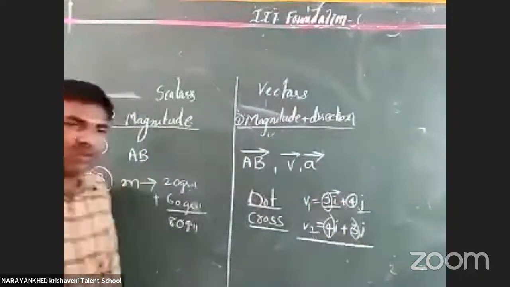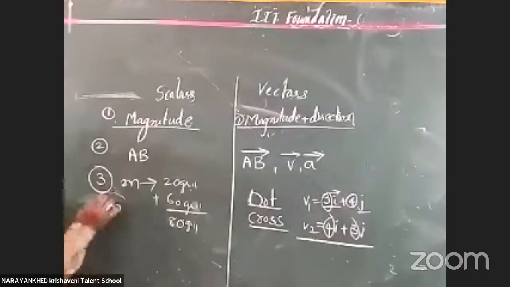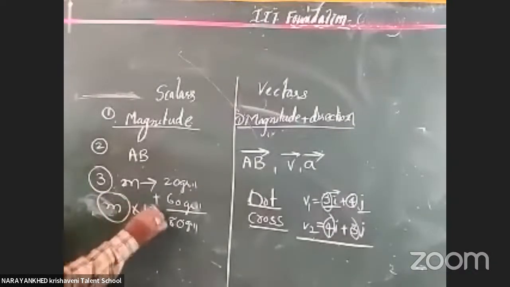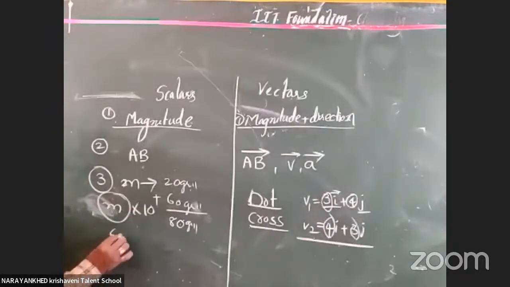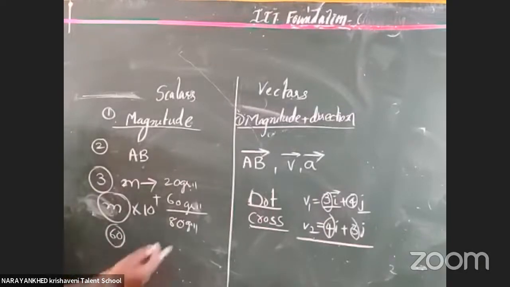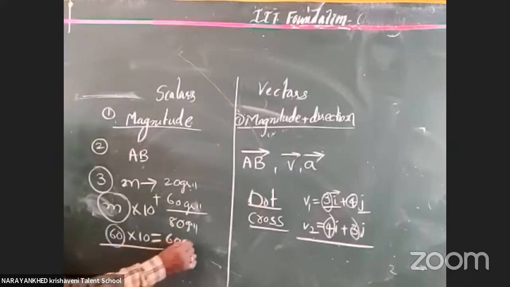Okay, clear or not? Suppose, sorry, there is one mass. The mass will be taken 10 times. Clear or not? Say 60 is the mass of one particle. We want to take it 10 times for the preparation of one solution. How much is required? We directly make it 60 into 10, 600 grams.